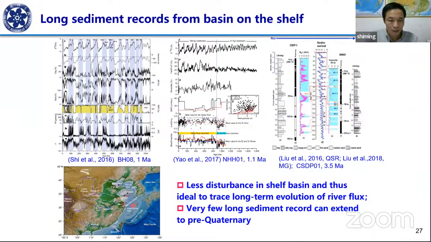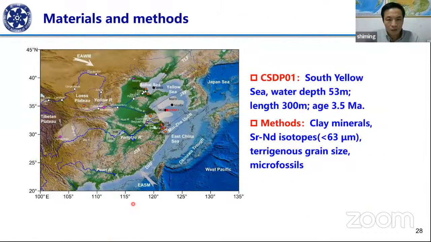However, there are very few such long sediment cores that extend to the pre-Quaternary. And it's lucky that in 2013, CSDP-01 was drilled in the South Yellow Sea, at a water depth of around 53 meters, and recovered a core length of around 300 meters with a bottom age of 3.5 million years. So this sediment core has very good age control, based on PMAP.